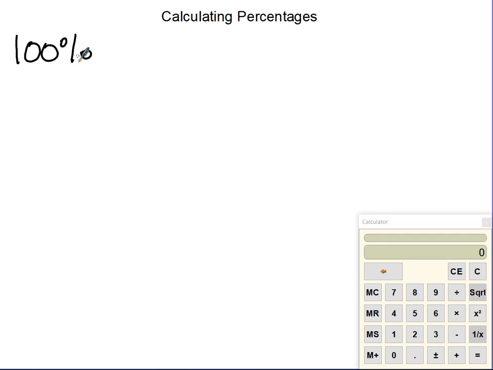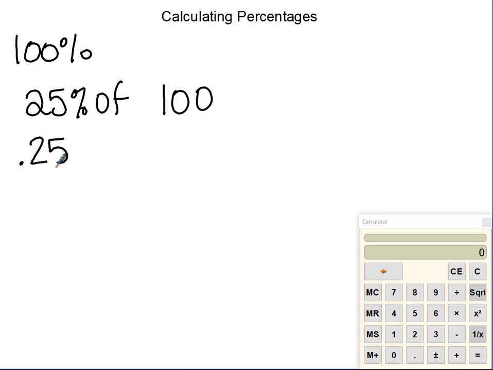So, let's say you want to figure out 25% of 100. 25% is a quarter, and we need to turn this into a decimal. The decimal of 25% is 0.25. And then we are going to multiply that by 100. Normally when you multiply, things get larger. But when you multiply by a decimal, things get smaller. 25% of 100 is 25.